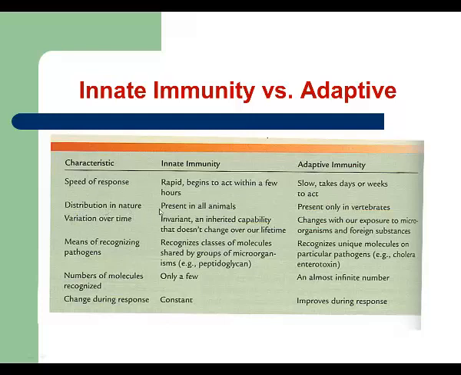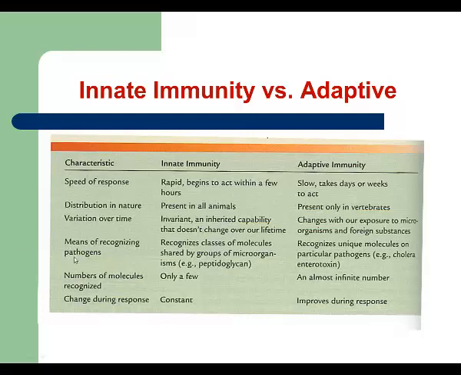Distribution in nature. Innate immunity is present in all animals. Adaptive immunity is present only in vertebrates. Variation over time. Innate immunity never changes. It stays the same. That means you're born with a certain type of immunity, you'll die with the same type of immunity. On the other hand, adaptive immunity changes all the time. Every time we get exposed to a new antigen, our adaptive immune system will make new antibodies to those new specific antigens.